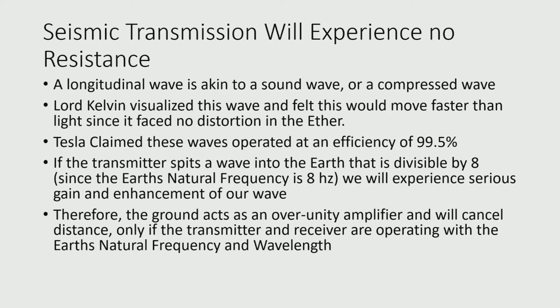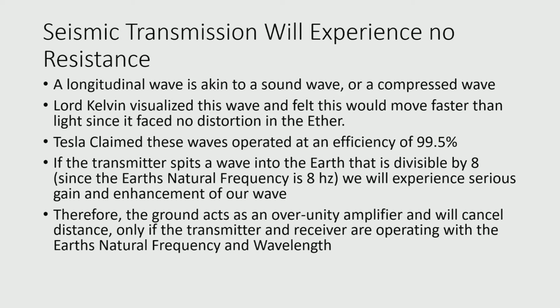And Lord Kelvin visualized this wave. Lord Kelvin originally got this idea from J.J. Thomson, who was the first one to conceptualize it. J.J. Thomson found, and I'll go more into this later, that the longitudinal wave experienced no distortion through the ether. And Lord Kelvin said, well, hey, if there's no distortion, it's going to go faster than light. And he was right. Tesla did state that it's about pi over 2 times the speed of light. Others have verified this as well. Professor Wheatstone is another credible source. He found it to be about 1.5 times the speed of light, which is approximately pi over 2. It's not an exact number, but these waves are fast, people, okay?